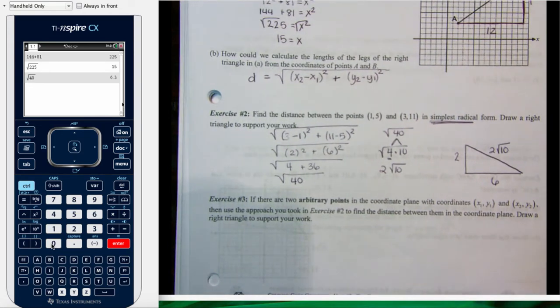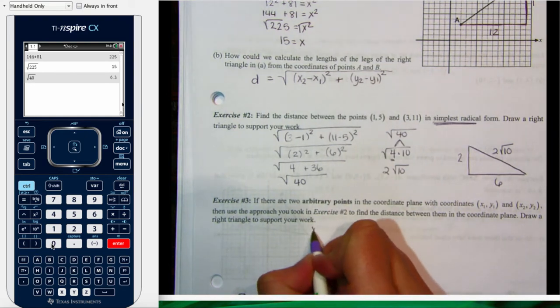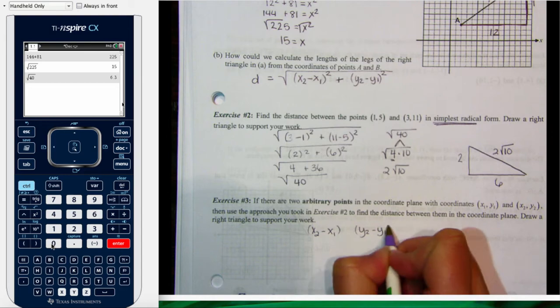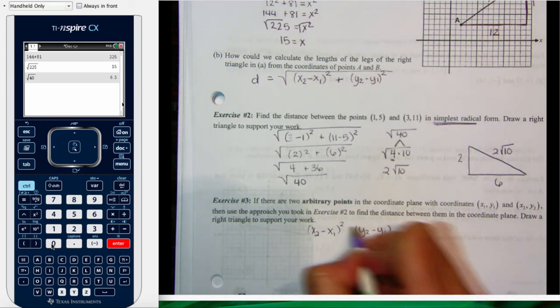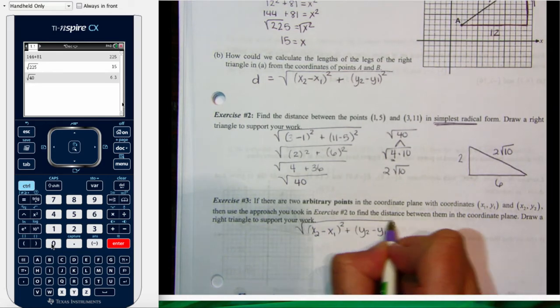Alright, in the last one on the front, if there are 2 arbitrary points, just any 2 points, (x1, y1), (x2, y2), then use the approach that we took up here to find the distance between them. So basically we subtracted the x values, we subtracted the y values, and then we squared both of those, added those values together, and then we took the square root.